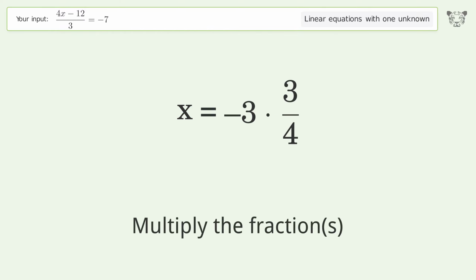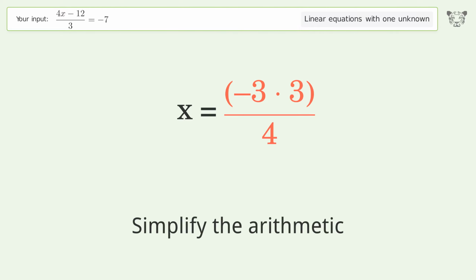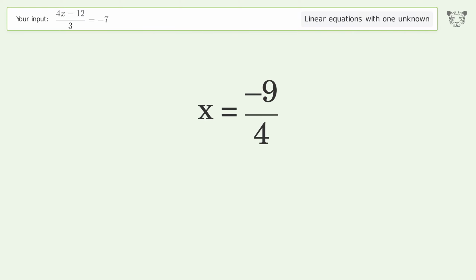Multiply the fractions. Simplify the arithmetic. And so the final result is x equals -9/4.